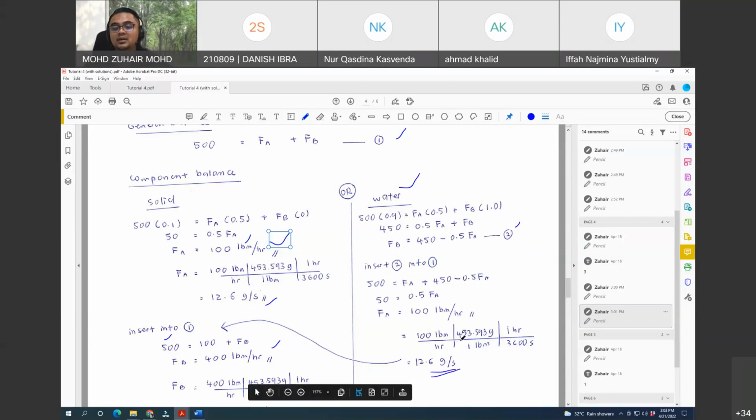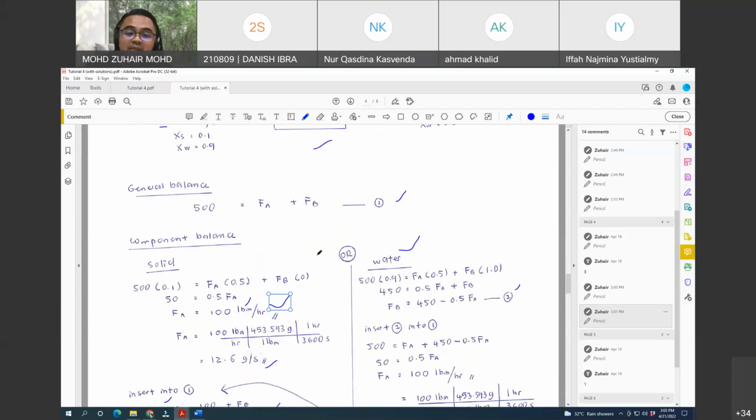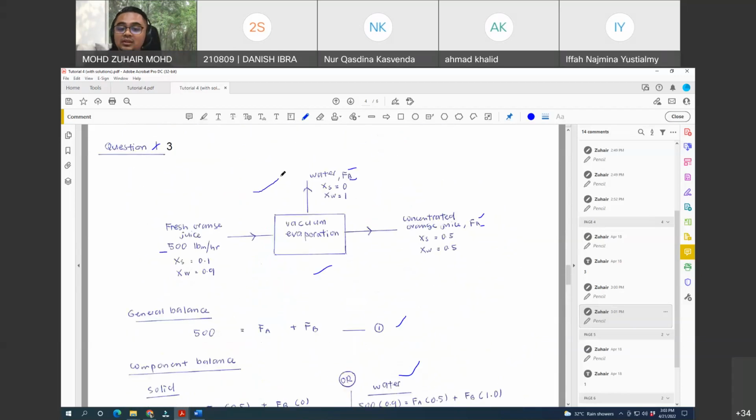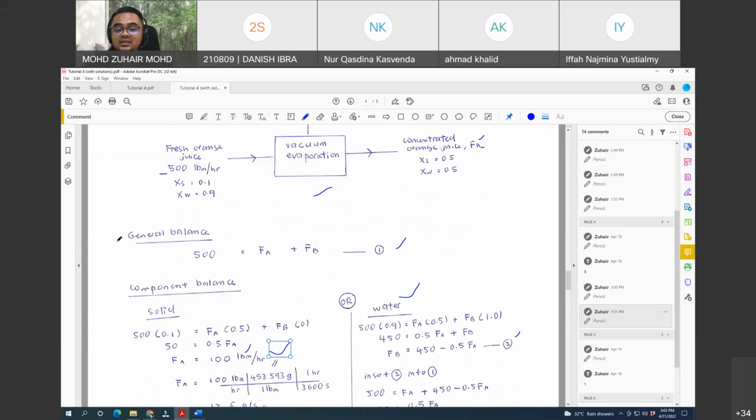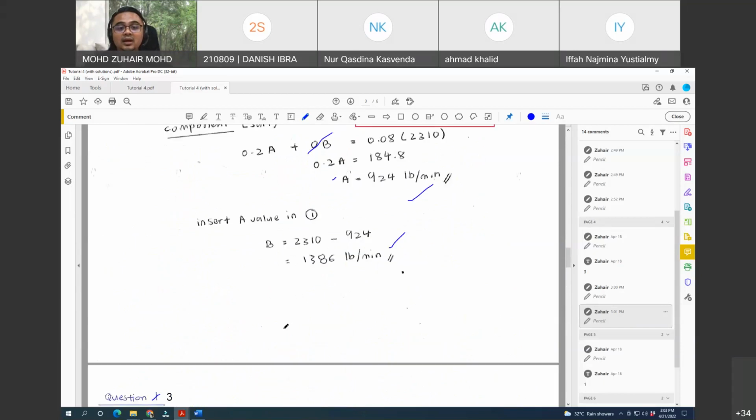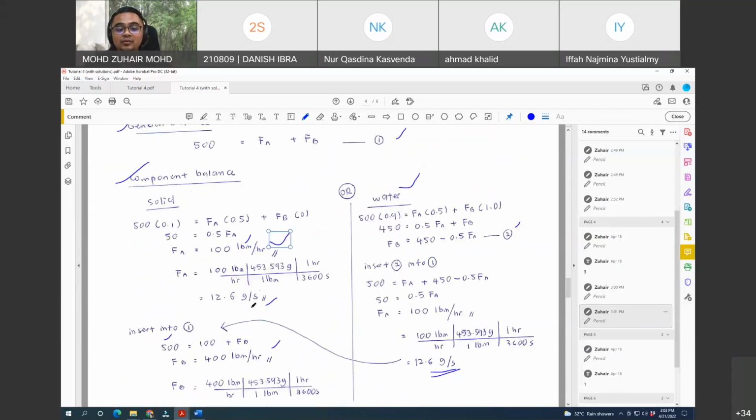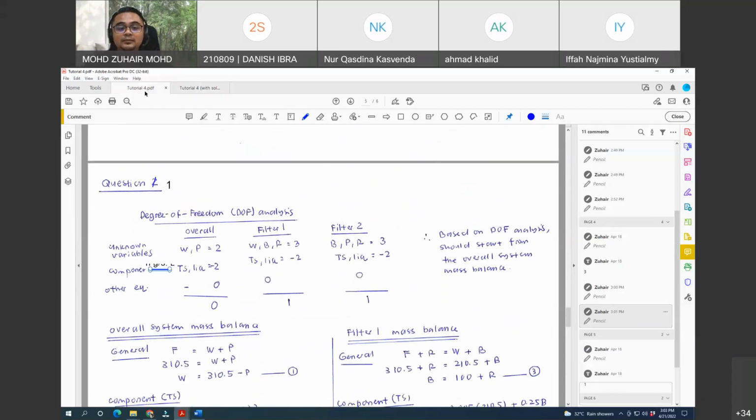Okay. So far clear? I think mass balance is not that difficult if you understand the whole process. The most important thing is to draw the block diagram and then do the degree of freedom analysis, because the other steps are just the general balance and the component balance. Okay, now we are going to move to multiple processes.